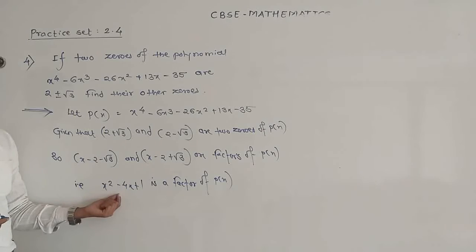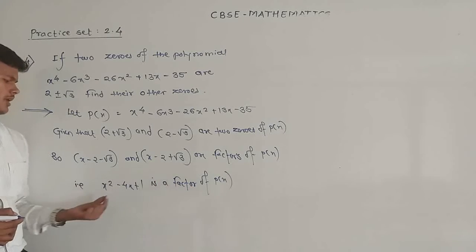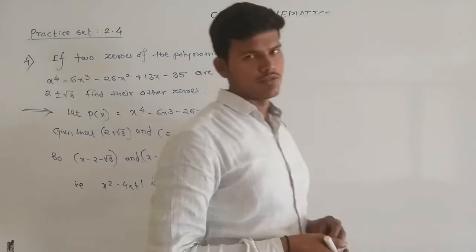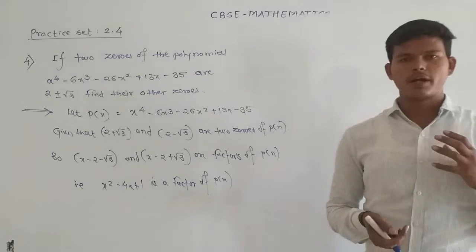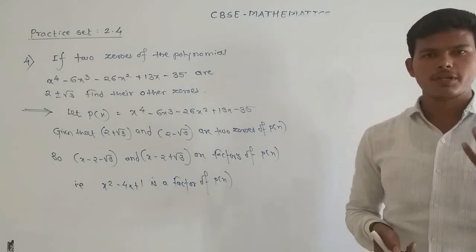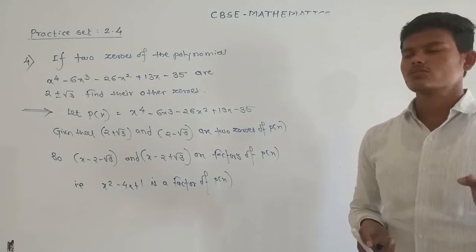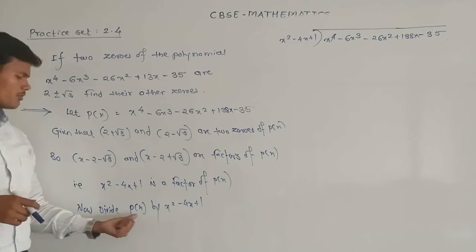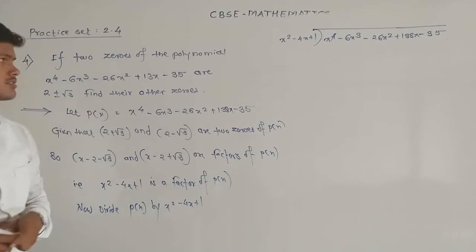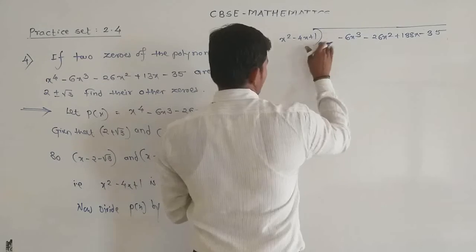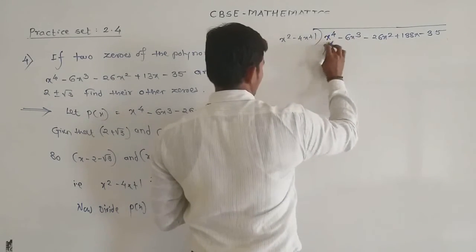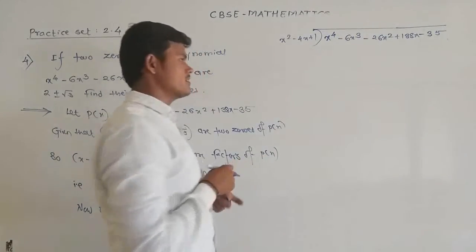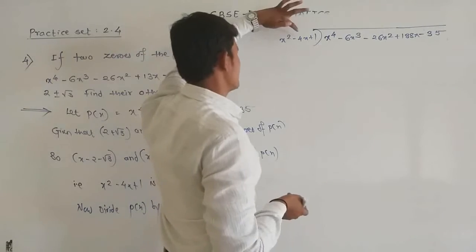Now divide the given polynomial by x square minus 4x plus 1, then we get a quotient and remainder equal to 0, and after finding the factors of the quotient by splitting the middle term, we get the remaining zeros of the polynomial. So now divide the polynomial p of x by x square minus 4x plus 1. So dividend is x raised to 4 minus 6x cube minus 26x square plus 138x minus 35, and divisor is x square minus 4x plus 1.